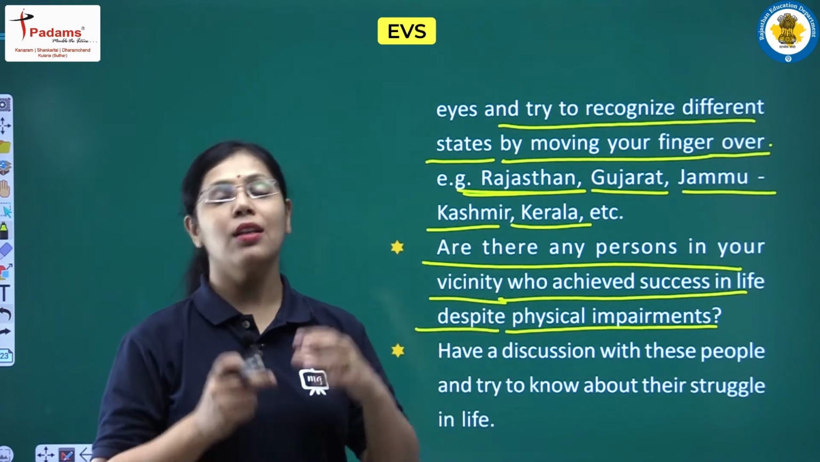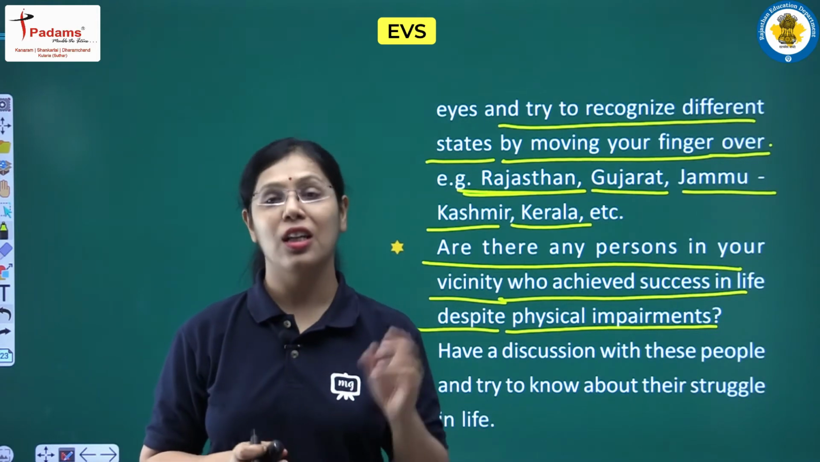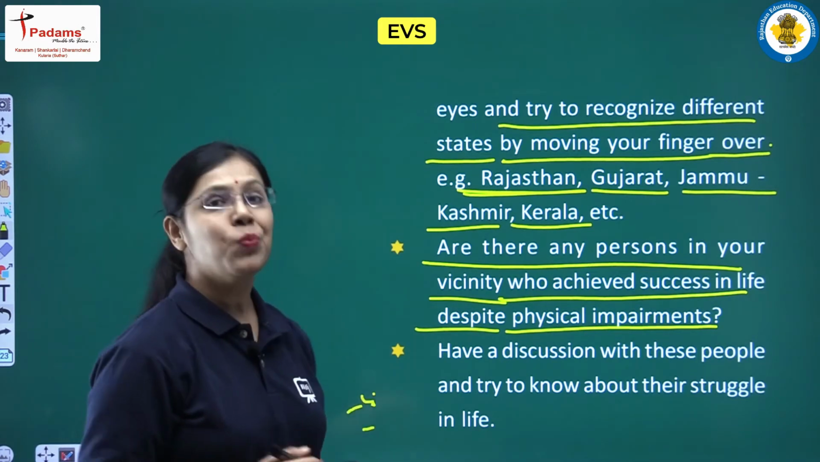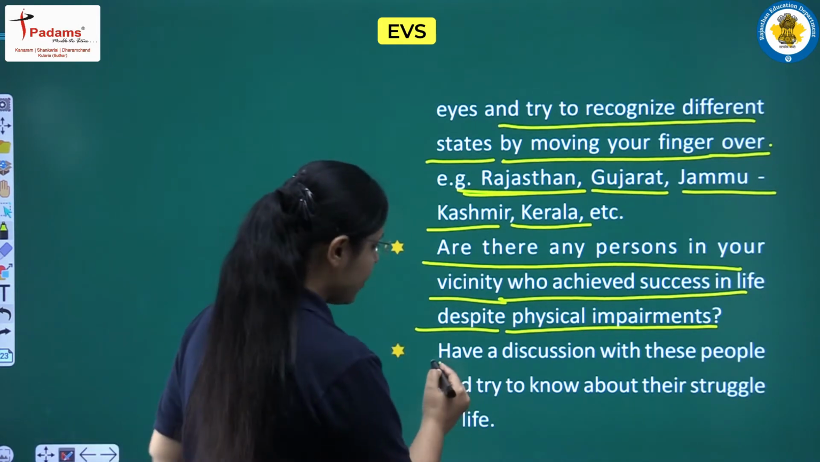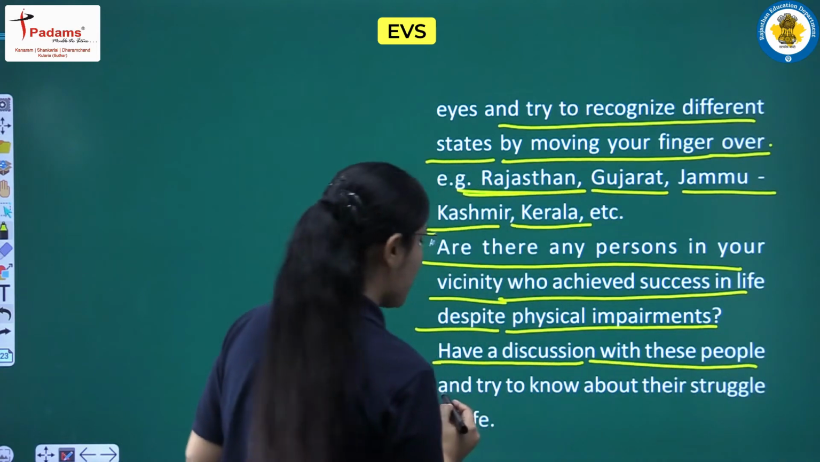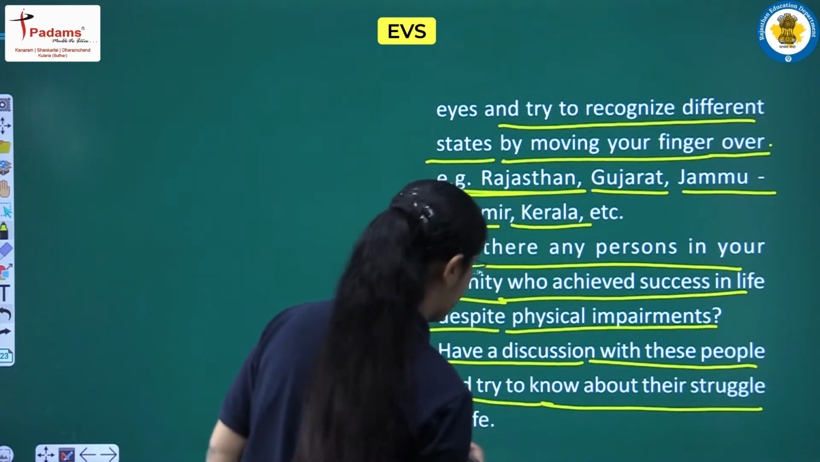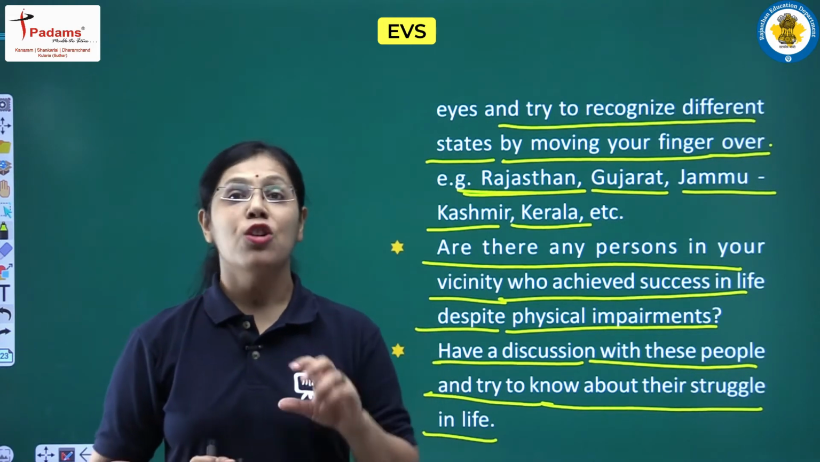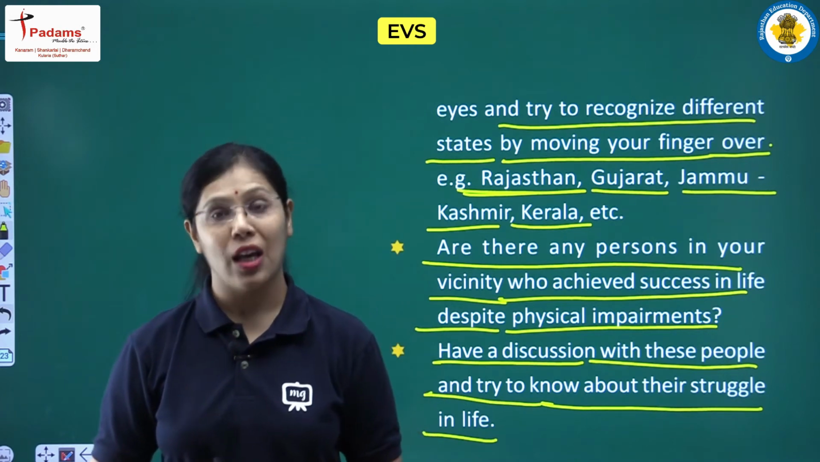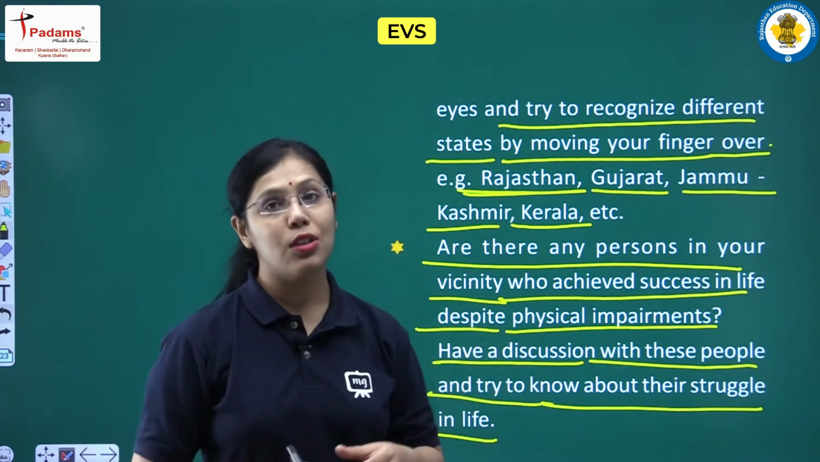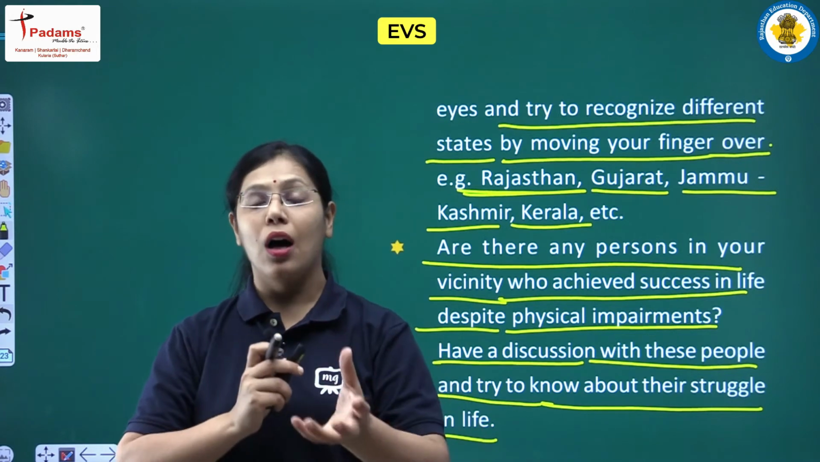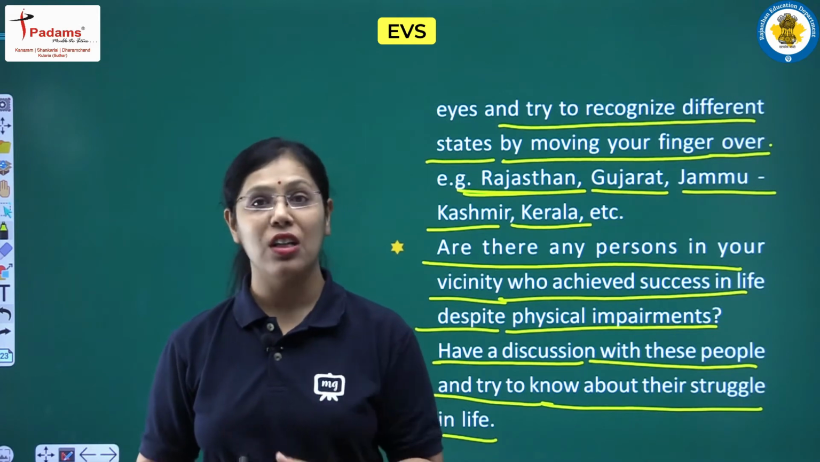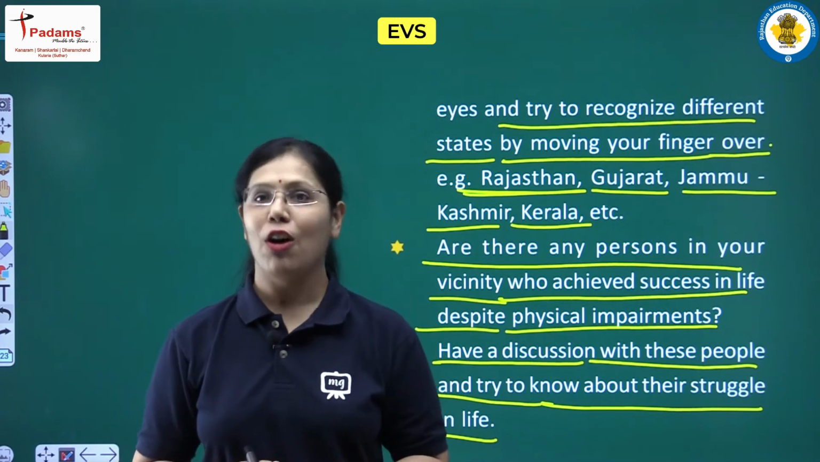If there is a person in your surrounding, in your vicinity, in your neighborhood, then you have to find that person. Then what you have to do after finding such person, have a discussion with these people and try to know about their struggle in life. So it must have been not easy for them to achieve the success which they have achieved. So you have to make a proper discussion with these people about what kind of struggles they faced while their journey of success.